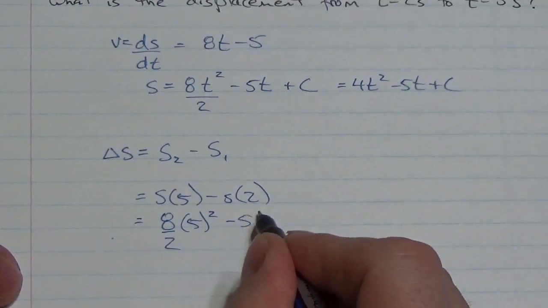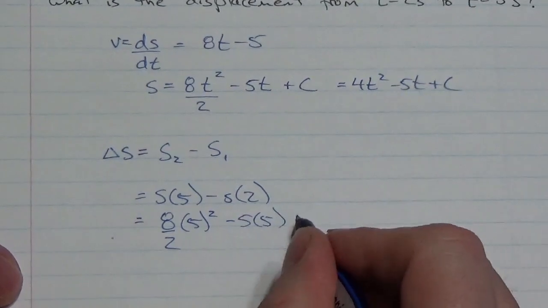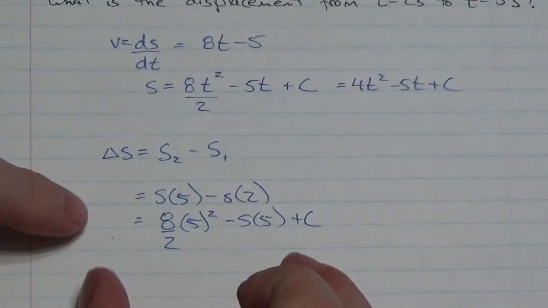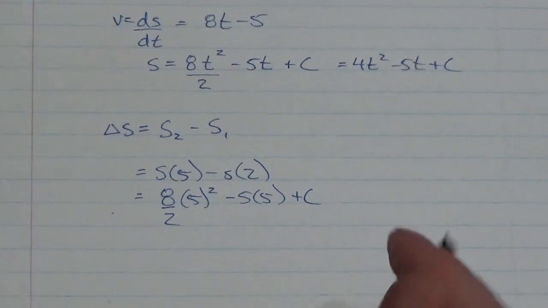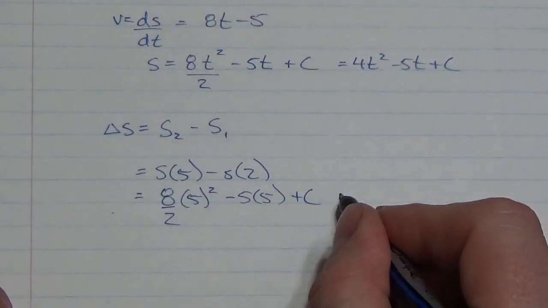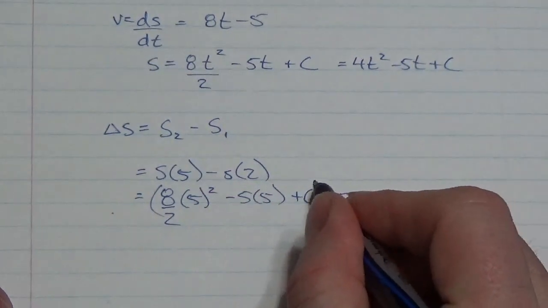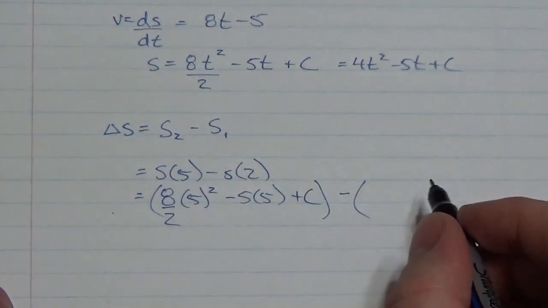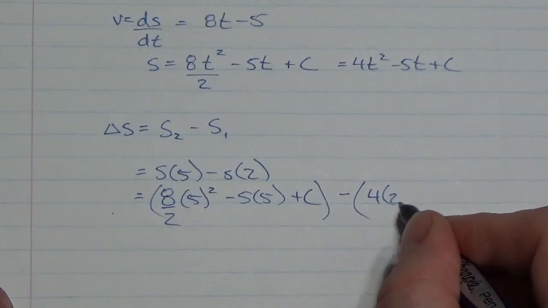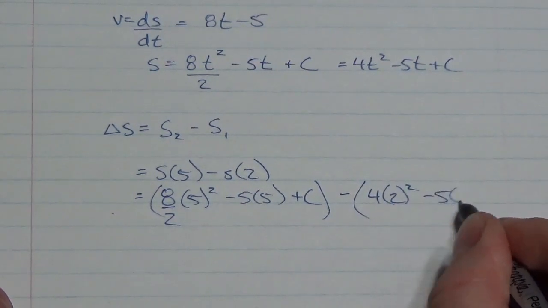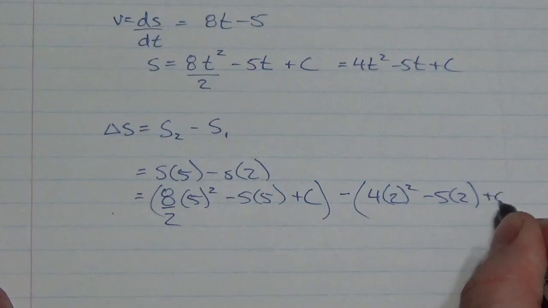This will be minus 5 times 5 plus c. So there's the value at 5 seconds there. Okay? Now what I want to do is subtract the value at 2 seconds. And so that is going to be, now here I'll put the 4 there, 2 squared minus 5 times 2 plus c.